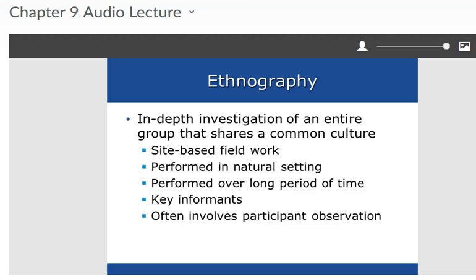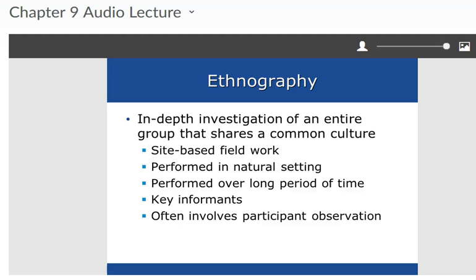An ethnography is an in-depth investigation of an entire group that shares a common culture. Within an ethnography, we can look at an ethnic culture, which is typically what we think about, but it can also be the culture of a school environment, the culture of a hospital. So even when we're talking about an ethnography, although a starting point is thinking about ethnic cultures and the study of those cultures, we can also think about cultures, subcultures, how a particular neighborhood has a culture.